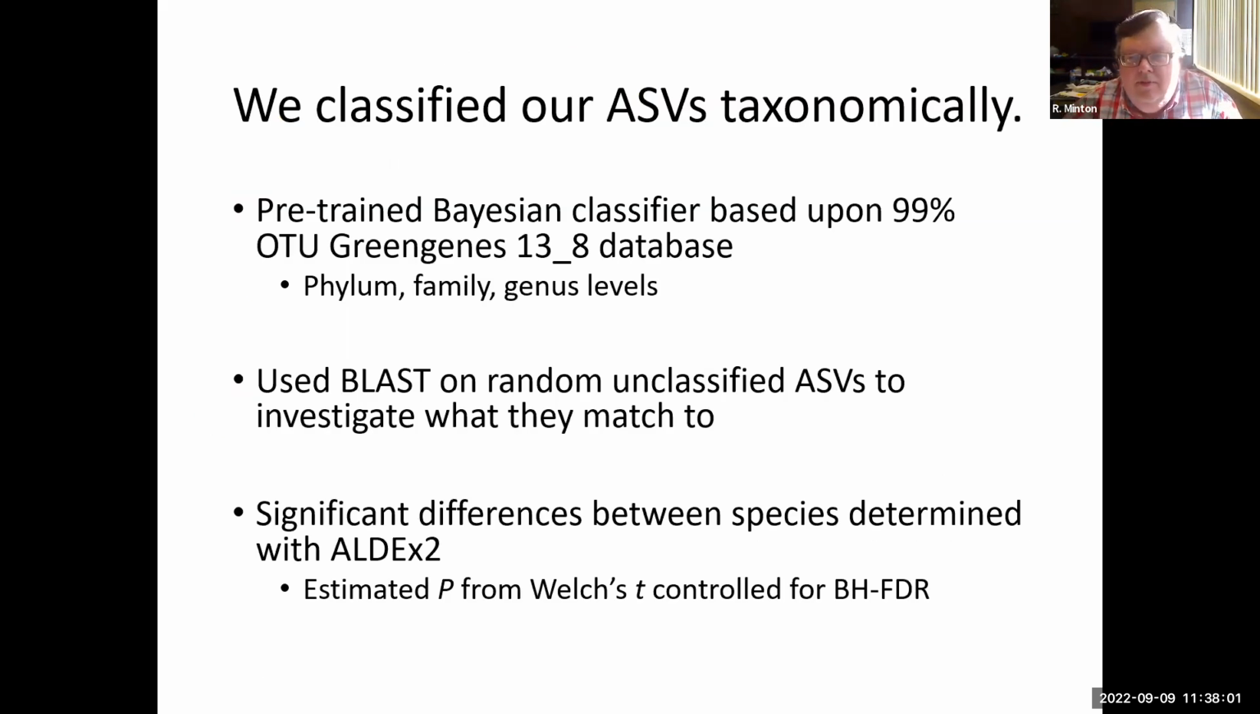So similar diversity in terms of their gut microbiomes. Then we classified those ASVs taxonomically at the phylum, family, and genus levels. We used a classifier that is a very conservative one, which is the 99% Greengenes database classifier. One of our species, Heterogen, the Japanese mystery snail, had a number of unclassified ASVs.